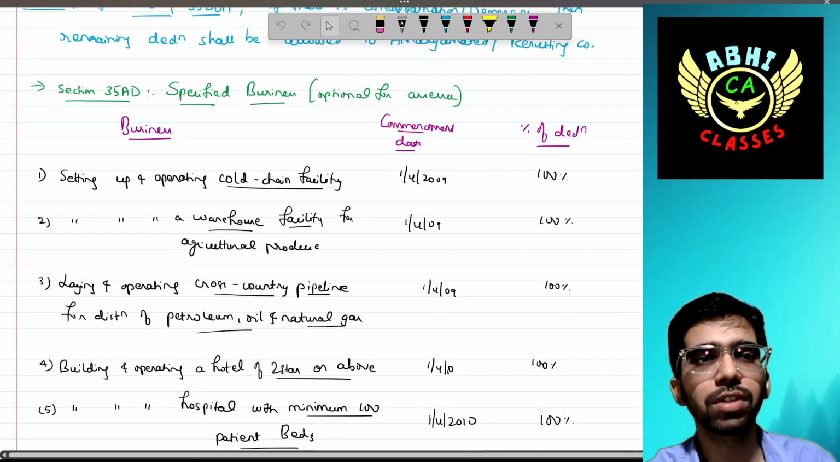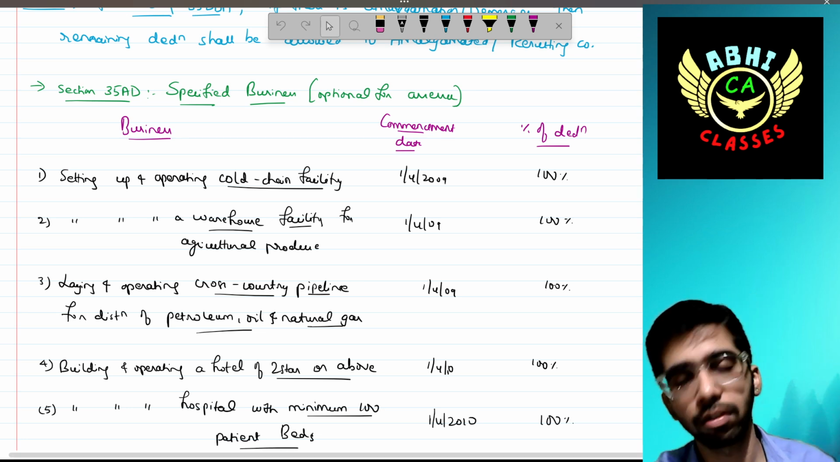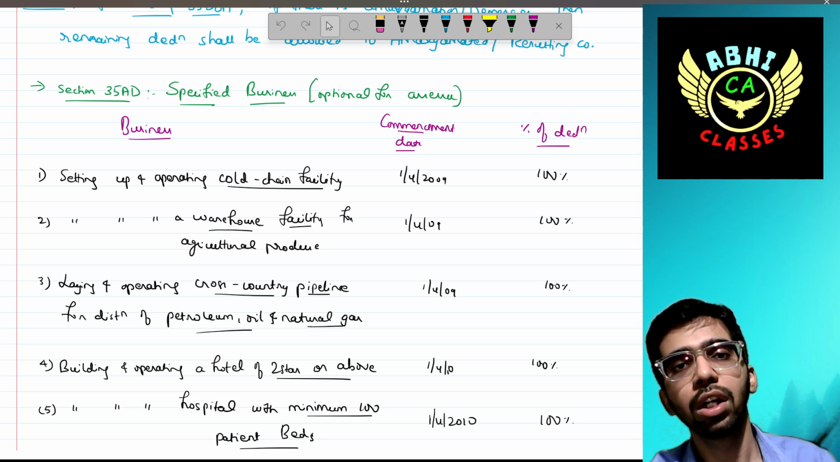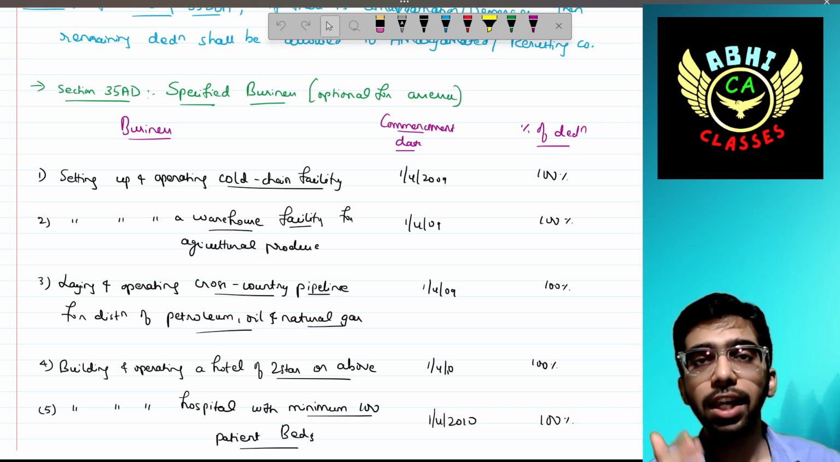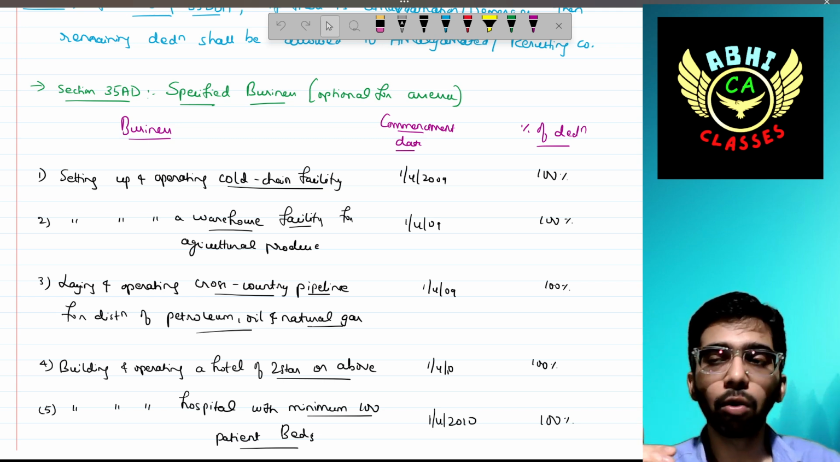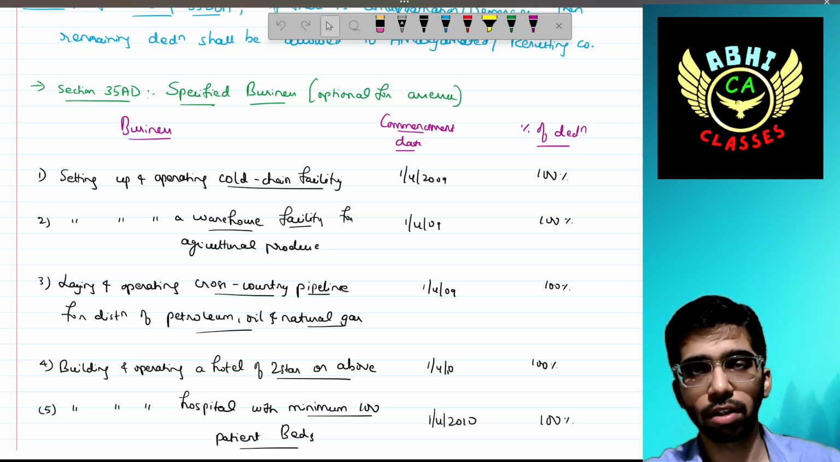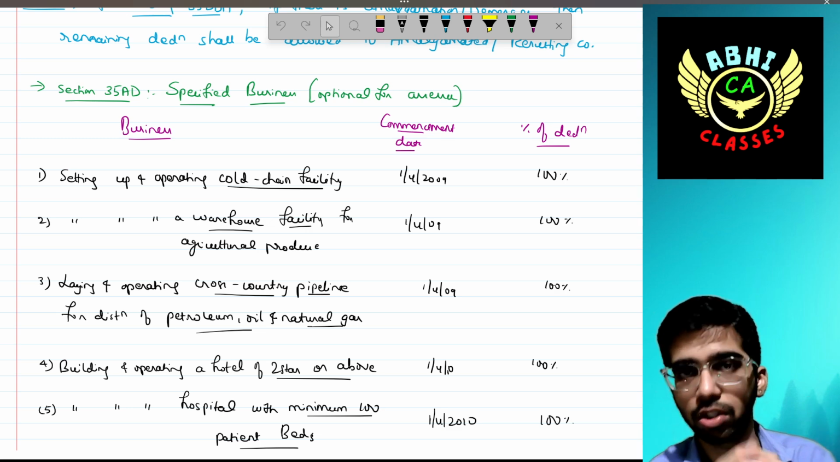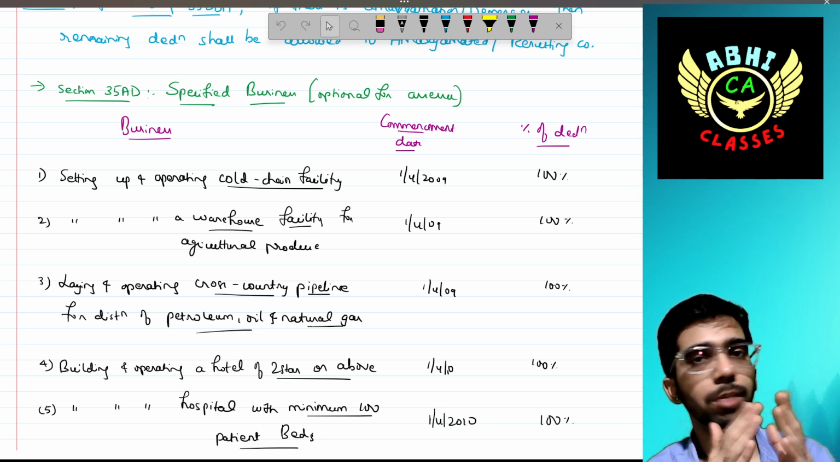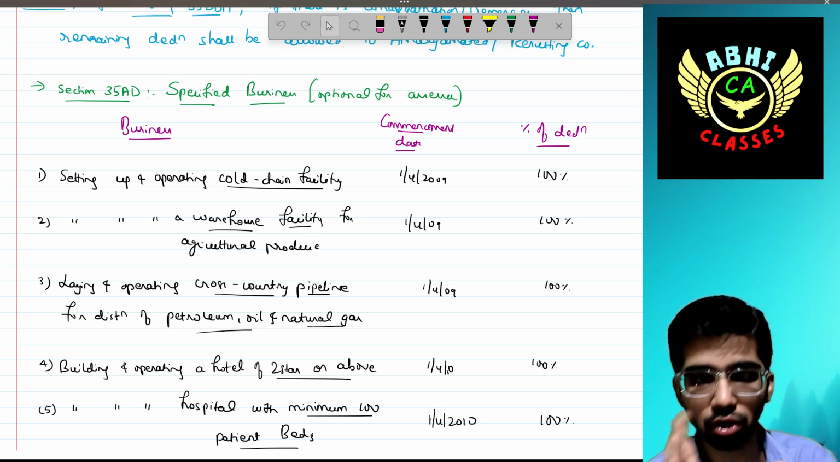Next, very important, section 35AD. Specified business, optional for SSE. Why is it mentioned as optional? This is an option. The SSE can claim it as a deduction, or the SSE can simply put that amount in his balance sheet. If an SSE is claiming any deduction, it is an option. It is not mandatory as per CBDT, as per Income Tax rules.